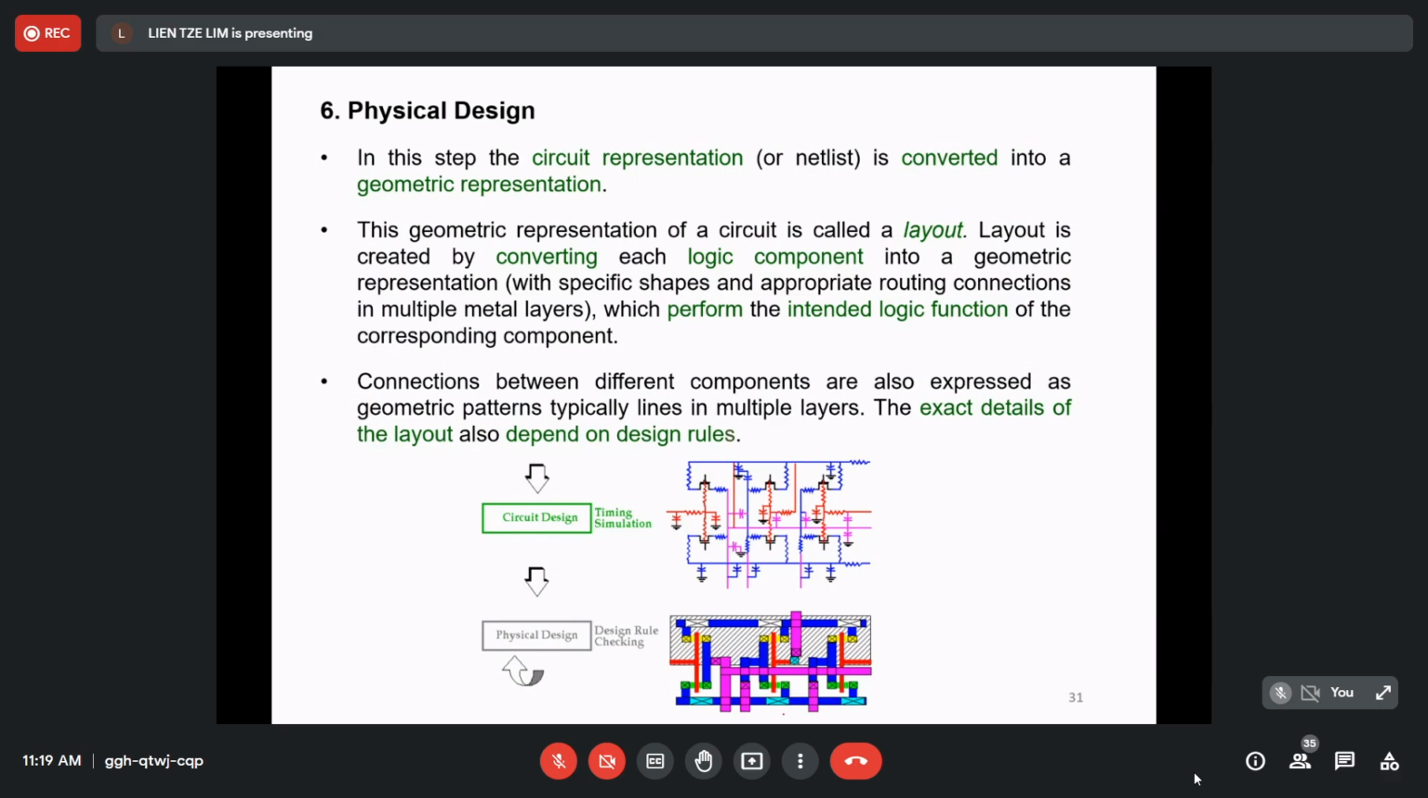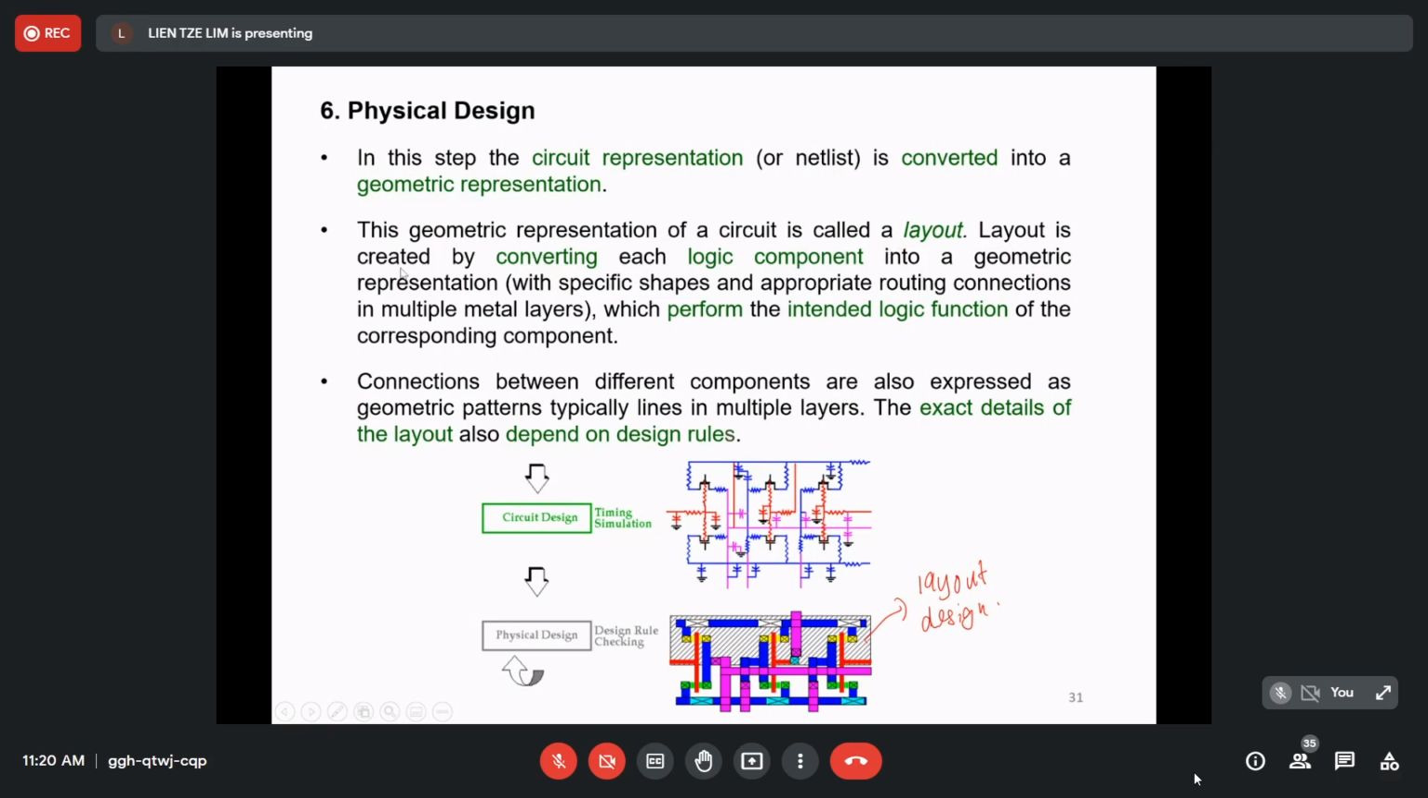So this is the physical design. Sometimes we call it layout design. You learned this before. In this step, following these statements here, the circuit representation or netlist is converted into a geometric representation. This geometric representation of a circuit is called a layout.